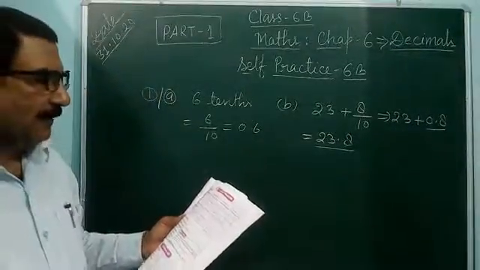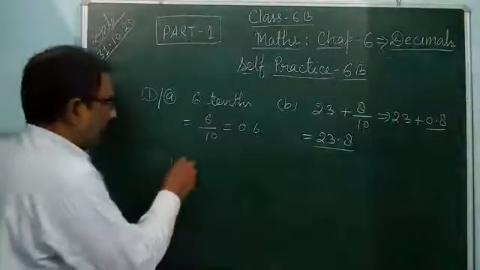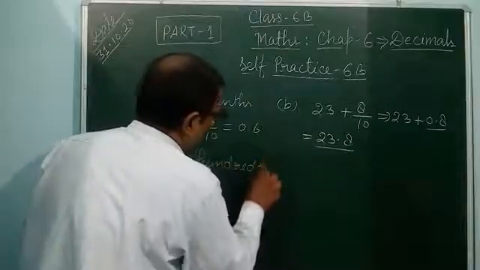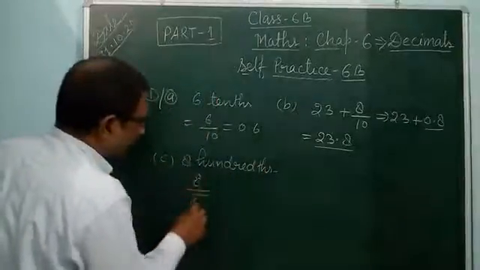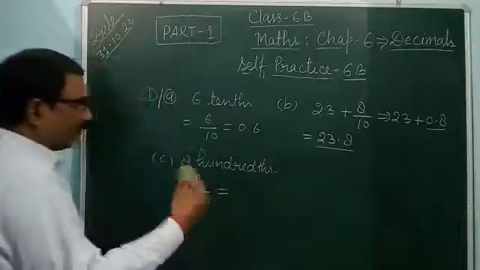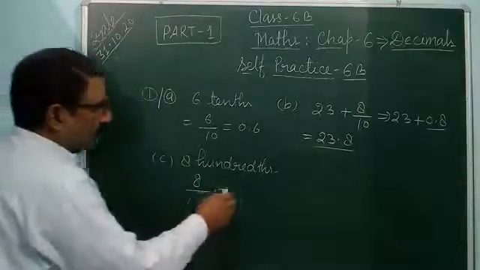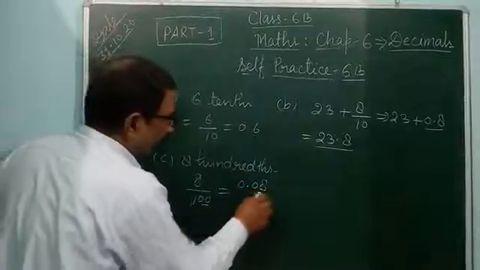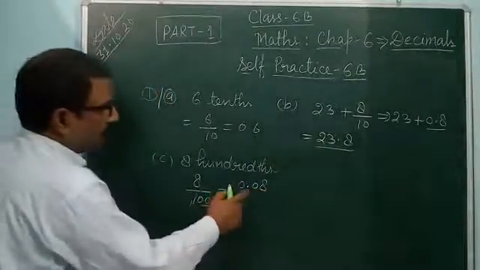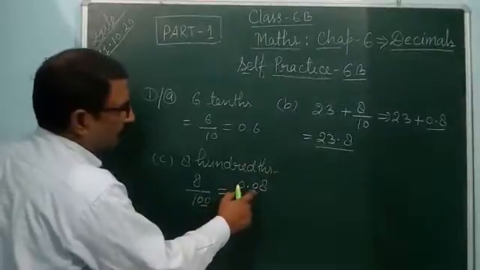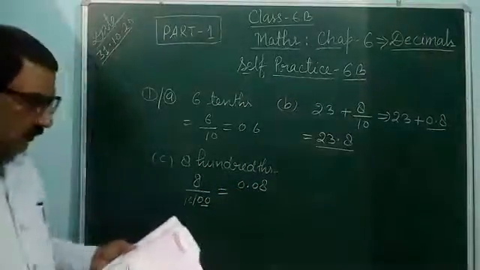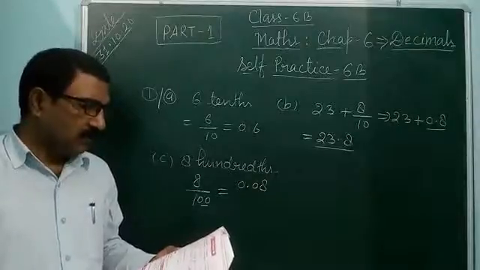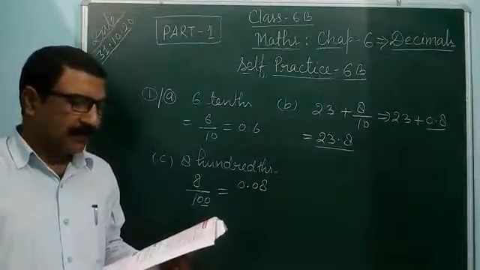Next, 8 hundredths. It is given 8 hundredths. 8 hundredths means 8 by 100. You can change it into a decimal. Here it is 100, so you need 2 digits after the decimal. So 0.08. You can write 8 by 100 as 0.08. After the point you can see 2 digits, 0 and 8. So in this way you can do question number 1, A to H.